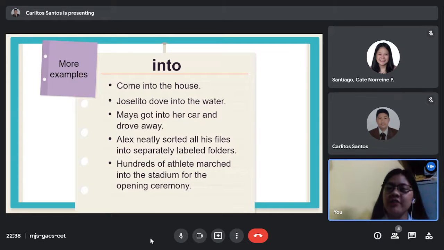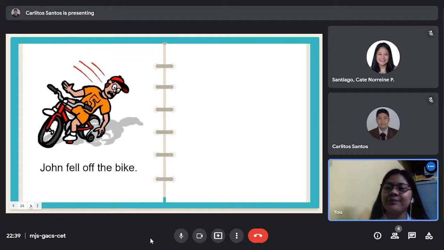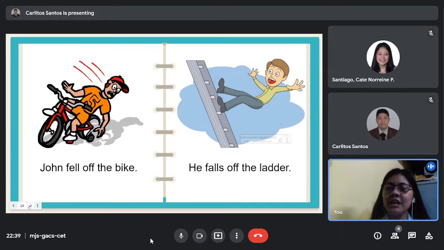Thank you. We have here different examples and different contexts for the word into. Again, the meaning of into is the movement to an enclosed space. And then let's also have the next preposition. Let's have first this first example. John fell off the bike. Then the second picture, he falls off the ladder. Can someone answer what is the common word for these two sentences?